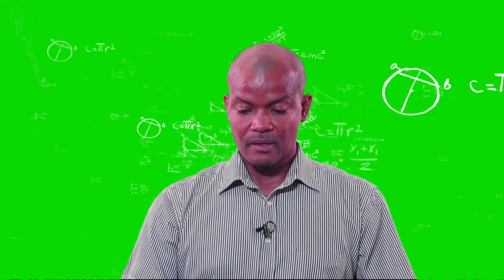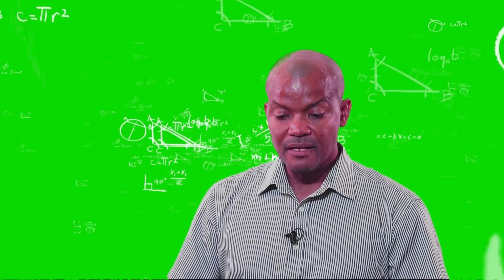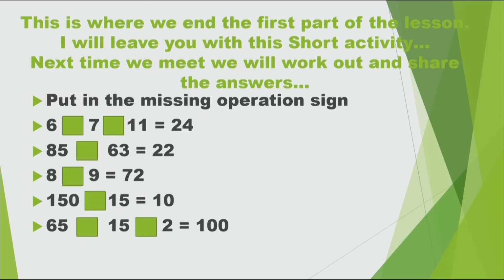So this is where we end the first part of the lesson. I will leave you with this short activity. Next time when we meet, we will work out and share the answers. And in this one, it says, put in the missing operation sign.